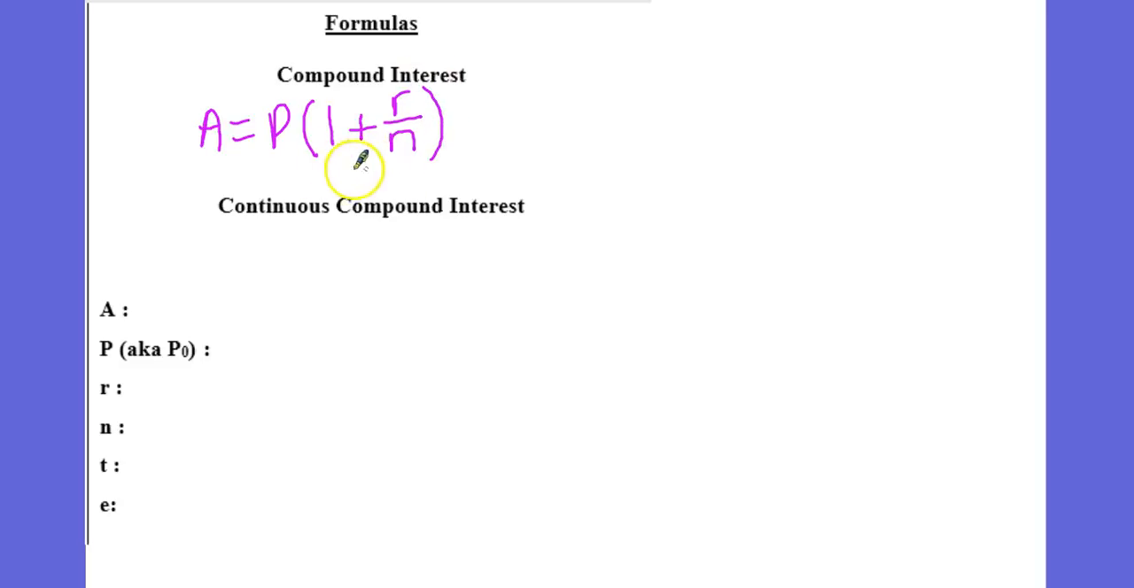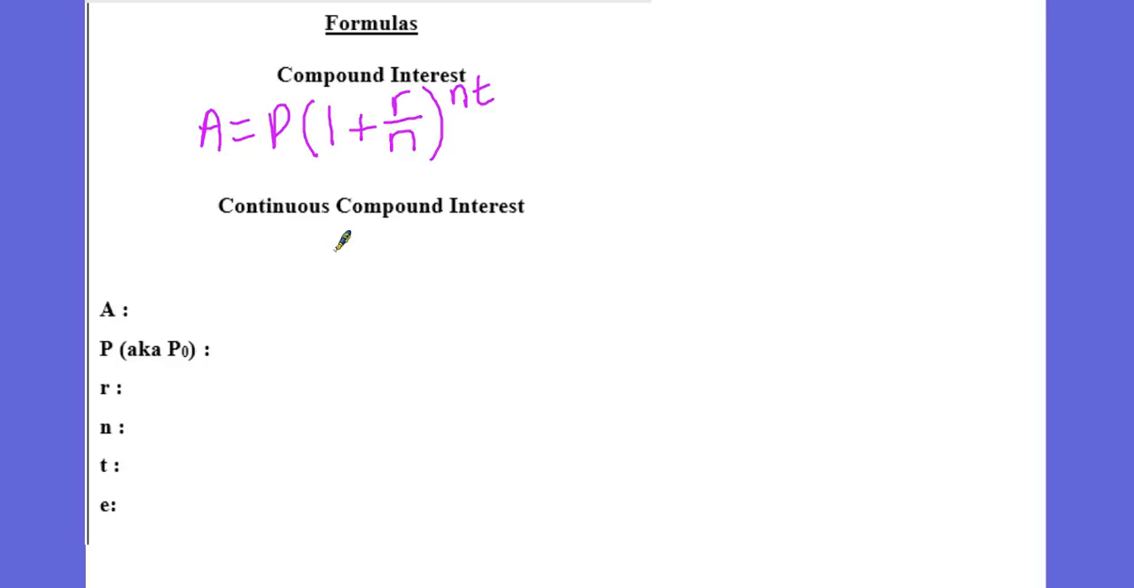Again, remember, this represents the percentage of what you're going to pay back or make, 100% plus the extra rate, raised to the n times t power. Okay, so there's one formula. We use that when we're doing compound interest versus continuous compound interest. It's always compounding every second, all the time.